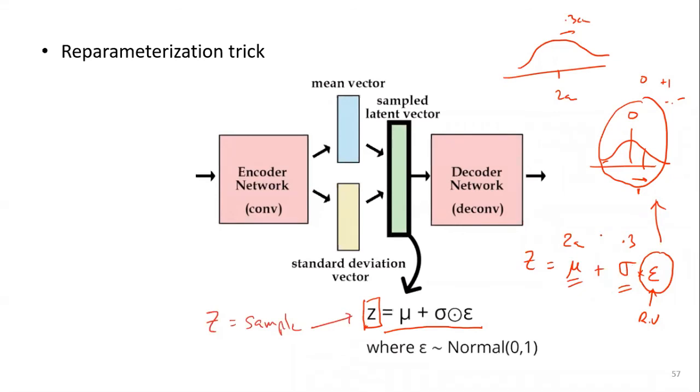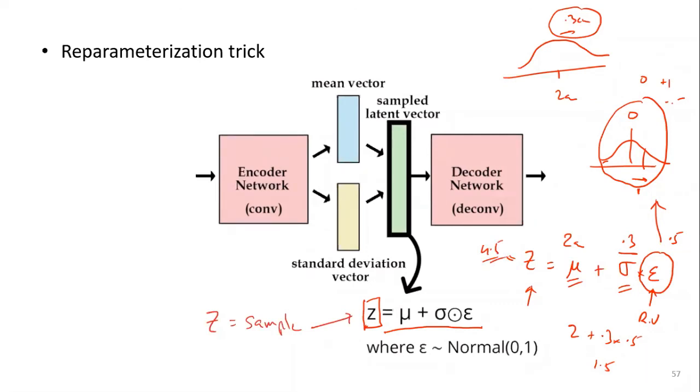You multiply that over here with the actual standard deviation, right? So suppose that we take epsilon to be 0.5. What's z going to be? What's the value of the length of the nose going to be? It's going to be 2 plus 0.3 times the random value, which in this case comes out to be 0.5, so this comes out to be 1.5, and it's going to be 4.5. So this random value is going to be 4.5.